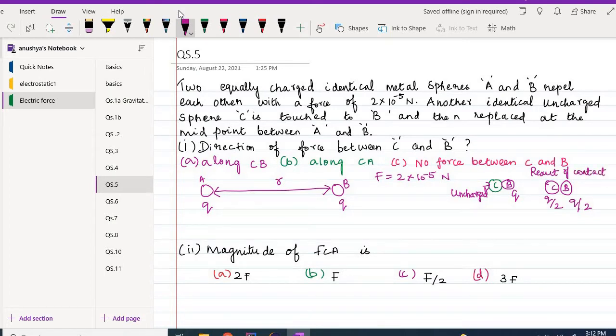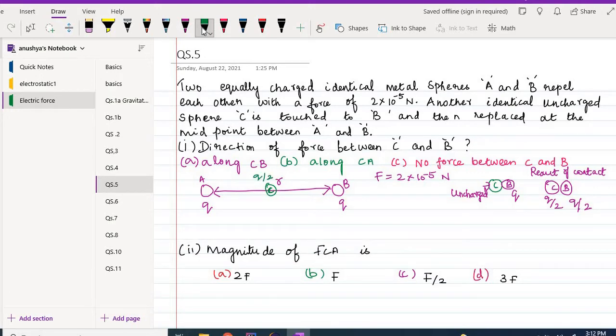After they are touching each other, the charges will be equally distributed. Now what is the charge of C? Charge of C is Q by 2. Now this charge C is then placed at the midpoint between A and B. C is placed at the midpoint between A and B and the charge is Q by 2.